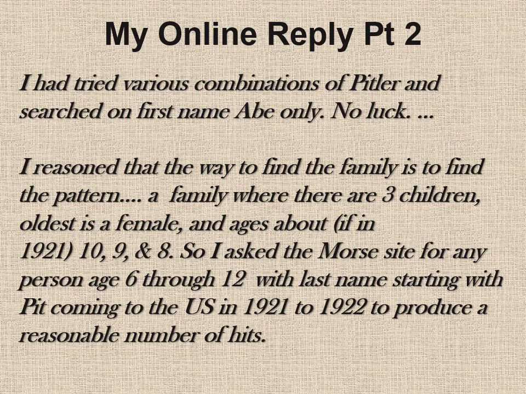The pattern: a family where there are 3 children, the oldest is a female, and the ages, if in 1921, based on the 1930 census, are 10, 9, and 8. So I asked the Morse site for any person age 6 through 12. So I added 2 years on either side, just to be careful, with the last name starting with PIT, coming to the U.S. in 1921 to 1922, and actually I would have made it 1920 to 1923. I always like to put a year or 2 on either side to produce a reasonable number of hits.